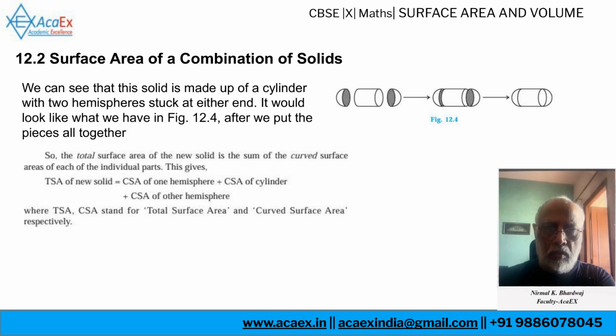Surface area of a combination of solids. Consider a solid made up of a cylinder with two hemispheres attached at either end. To find the total surface area of this new solid, you simply add the curved surface areas of each individual part. The formula is the total surface area of the new solid equals the curved surface area of one hemisphere, plus the curved surface area of the cylinder, plus the curved surface area of the other hemisphere.